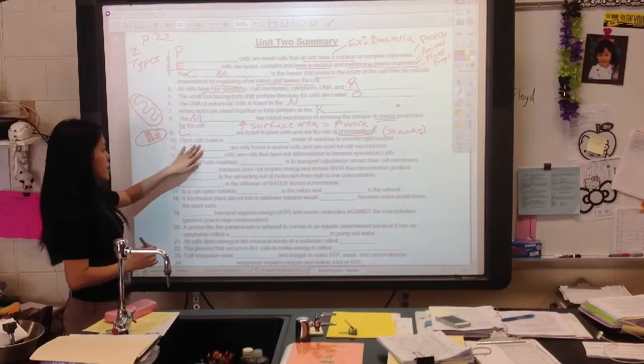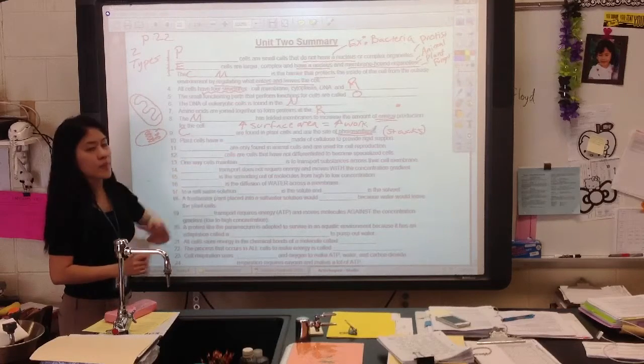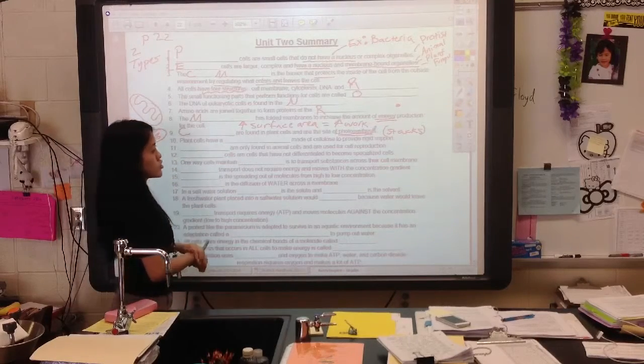Number 10, plant cells have a blank blank made of cellulose to provide rigid support.